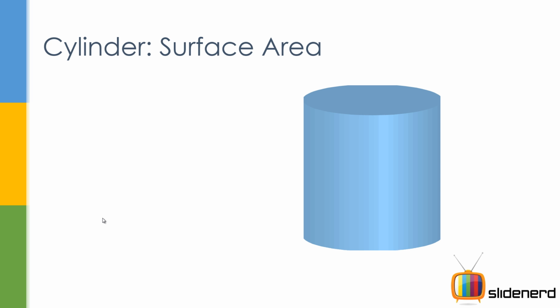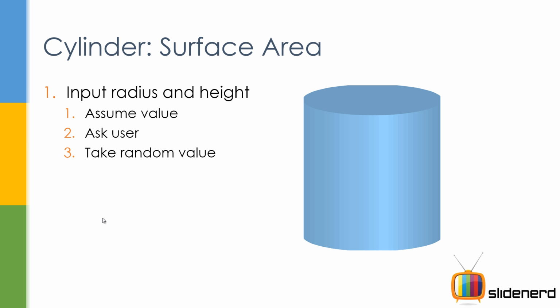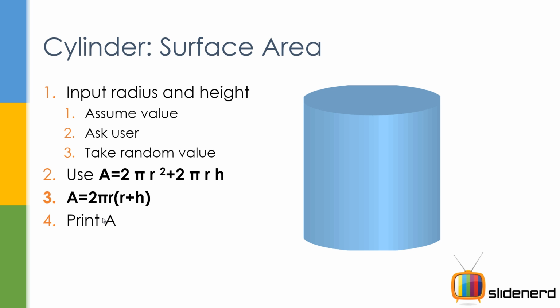For surface area, we need the radius as an input and we need to ask the height as well. We can either assume both the radius and the height, or we can ask the user for the radius and the height. I'm going to do the second part. I will ask the user, use the formula 2 pi r square plus 2 pi r h. This can be simplified to 2 pi r into r plus h. So here we are going to need two inputs in place of one.